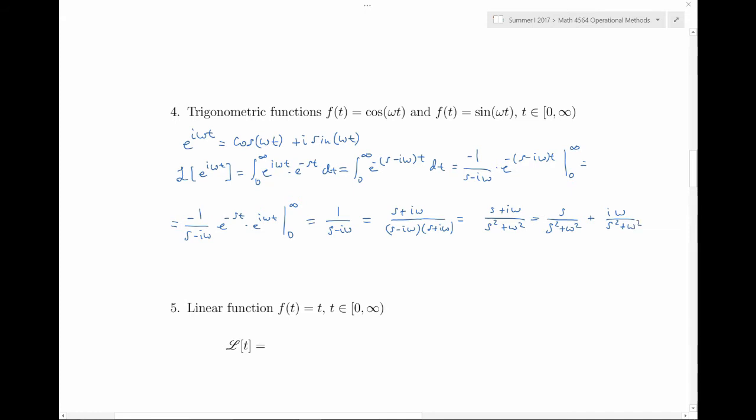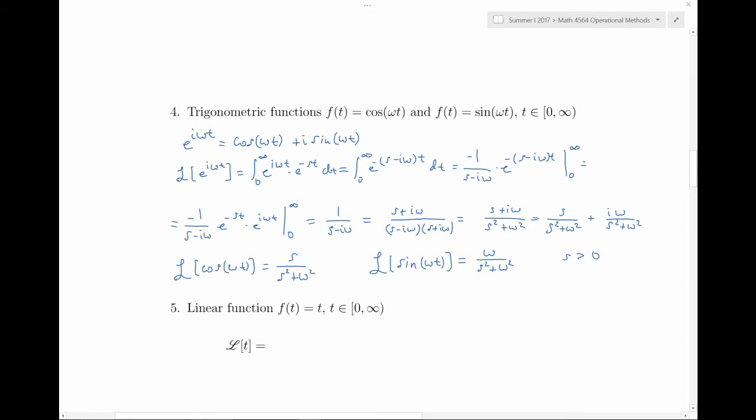And then we can say that the Laplace transform of the cosine of omega t is going to be equal to s over s squared plus omega squared. And the Laplace transform of the sine of omega t is going to be omega over s squared plus omega squared. And this is only true if s is greater than 0.